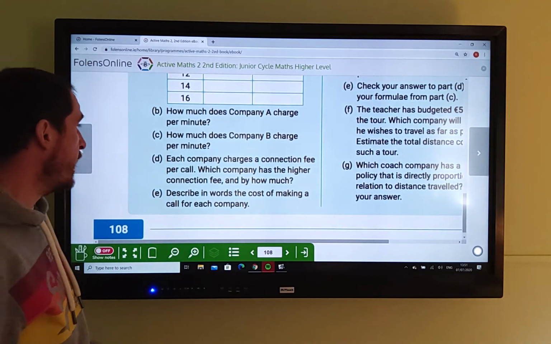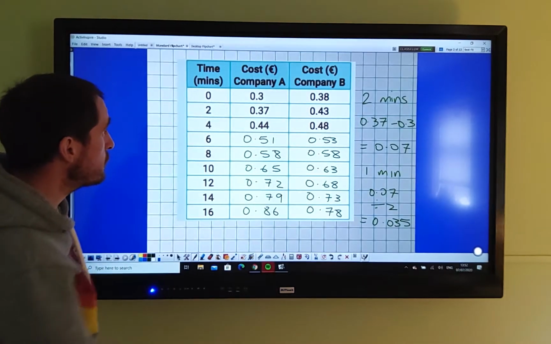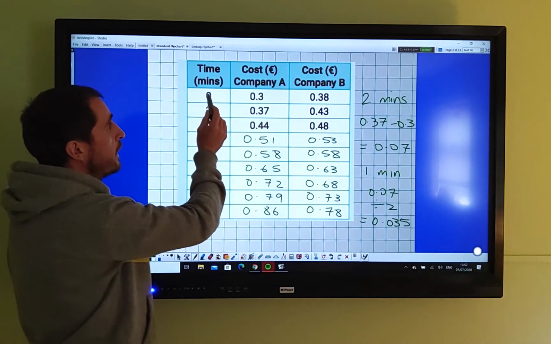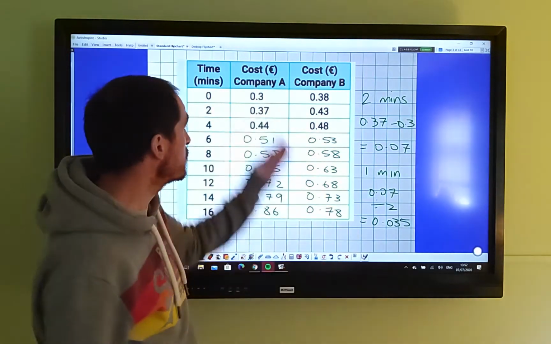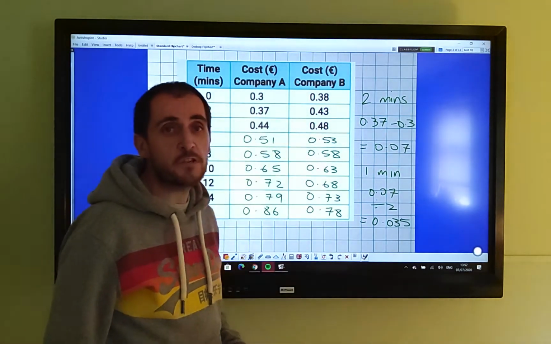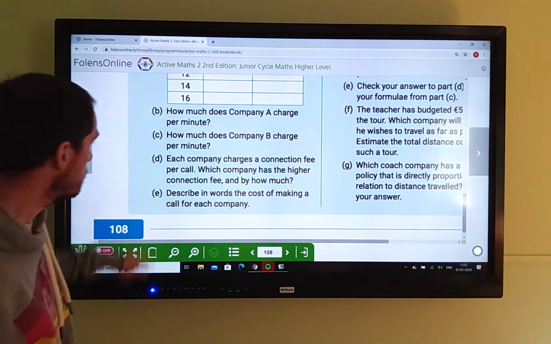Each company charges a connection fee per call. Which company has the higher connection fee? So the connection fee for company A, after 0 minutes, they're still going to charge 0.3. So that's called a connection fee, so it's 30 cents. And company B is 38 cents. So company B has the higher connection fee.